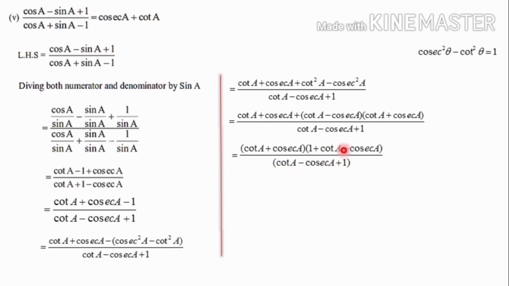So these two terms we can cancel. Then the balance will be cosec a plus cot a. This is cosec a and this is cot a, just rearranged. Cosec a plus cot a. That is our right hand side. So LHS is equal to RHS, and hence the proof.